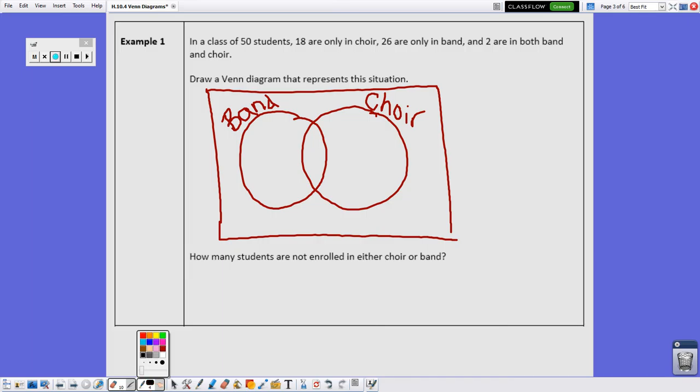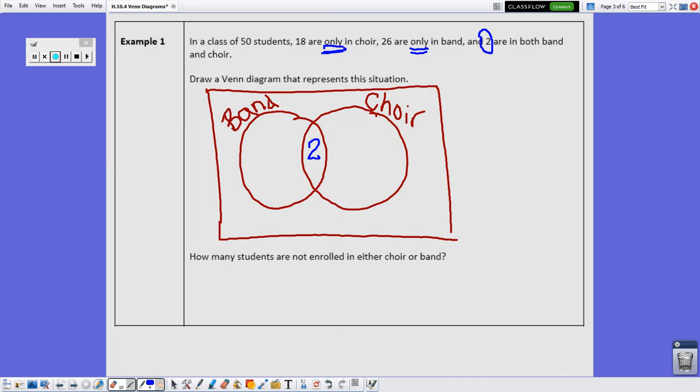Okay, from here, there's a really important word that pops up in the sentence that we're given, and it's the word only. What that tells us is that 18 of these students are only in choir, so that's not counting the overlap. And 26 are only in band, and that's not counting the overlap. The 2 that are in both band and choir, this is where we want to start. I'm always going to recommend, if you can, to start in the very center. So whether that's 1 overlap or 2 overlaps, that's where we want to start. For this one, it doesn't really matter, but in our next one, we will have an issue if we don't start in the center, potentially.